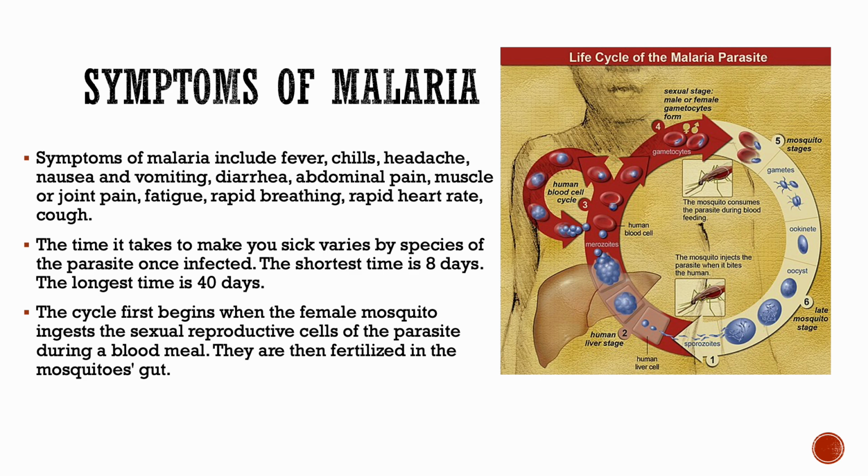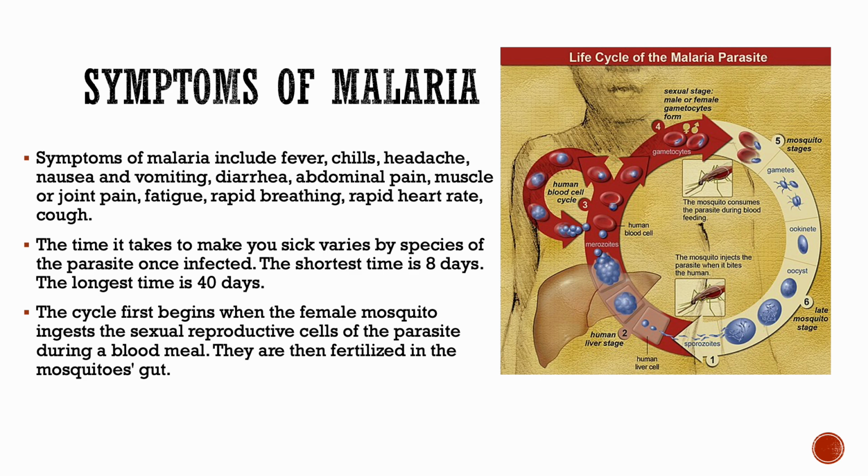Symptoms of malaria. Symptoms of malaria include fever, chills, headache, nausea and vomiting, diarrhea, abdominal pain, muscle or joint pain, fatigue, rapid breathing, rapid heart rate, and cough. As you can see, it mimics other communicable diseases, making diagnosis very important. The time it takes to make you sick varies by species of the parasite once infected. The shortest time is 8 days, the longest time is 40 days.